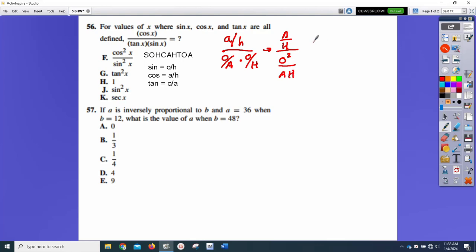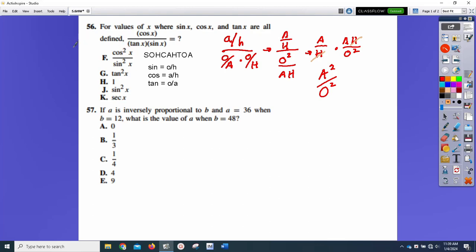Now to divide by a fraction, we multiply by its reciprocal, A over H times AH over O squared. The H's are in corresponding positions, they will cancel. And I am left with A squared over O squared, which happens to be what we call cotangent squared, which happens to be cosine squared over sine squared, but you don't know that. So let's go and look at our answer choices.